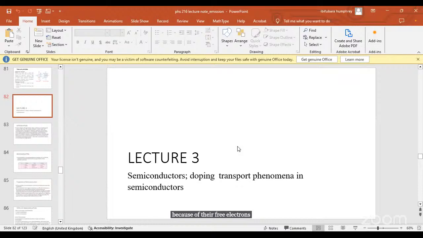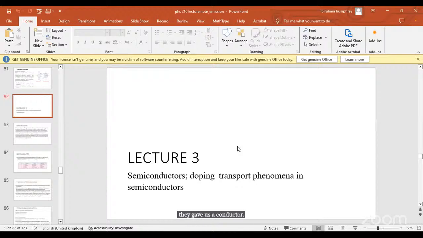Now, the third category, which is semiconductors. They have properties between insulators and conductors. So at a particular time, they behave as an insulator, and at a particular time, they behave as a conductor.